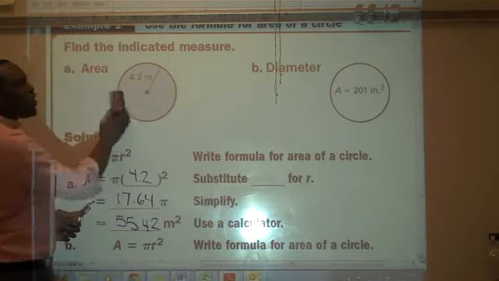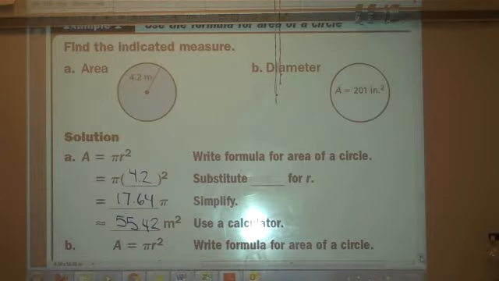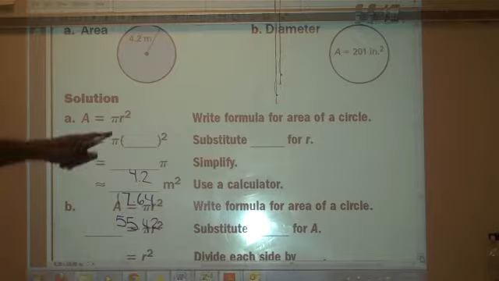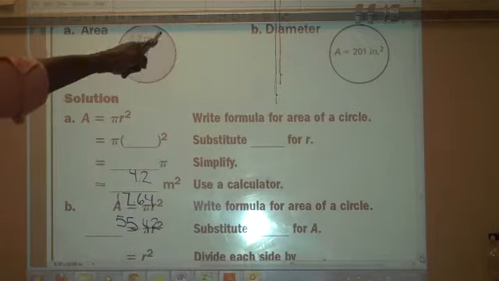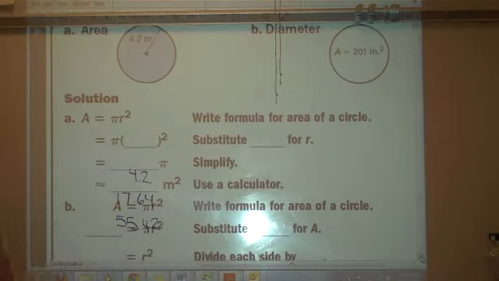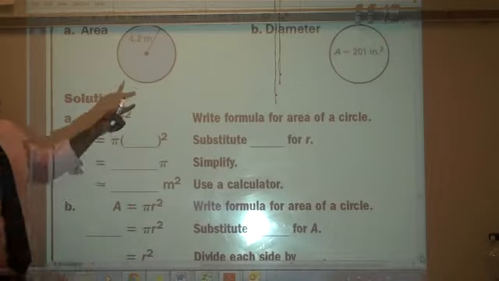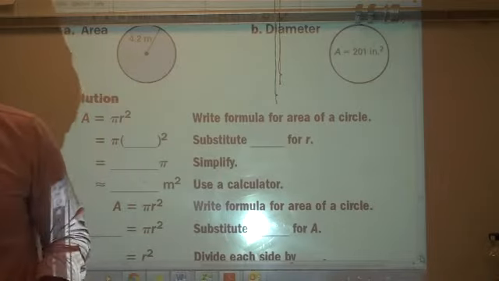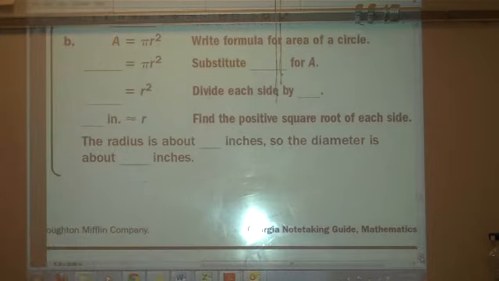So, we'll talk more about that in class. I want to talk about example B first. This time they give us the area. They said the area is 201 inches squared, 201 square inches. So, now we're going to use our area formula and work backwards to find what the actual diameter is. So keep an eye on that picture in your book. I'm going to scroll up so you can see what I worked through.